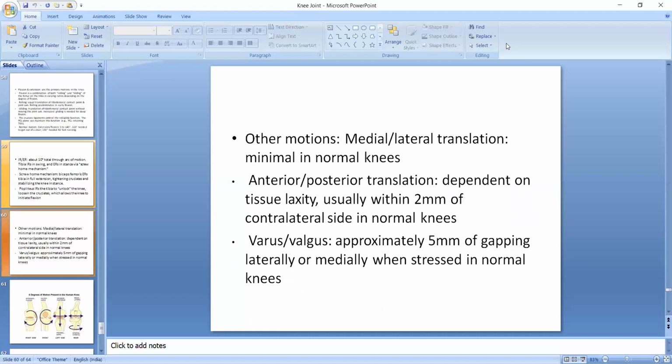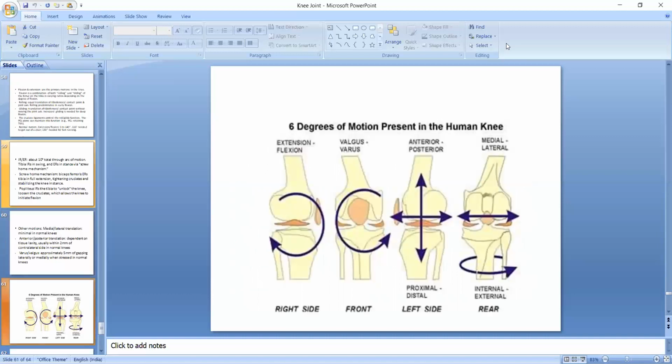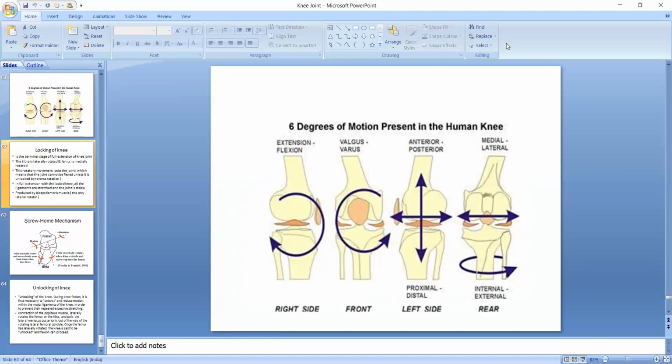Other motions: medial and lateral translations are minimal in normal knees. Anterior and posterior translation depends on tissue laxity, usually within 2 millimeters of the contralateral side. In normal knees, varus and valgus approximate 5 millimeters of gaping laterally or medially when stressed. So we can see 6 degrees of motion present in a human knee.